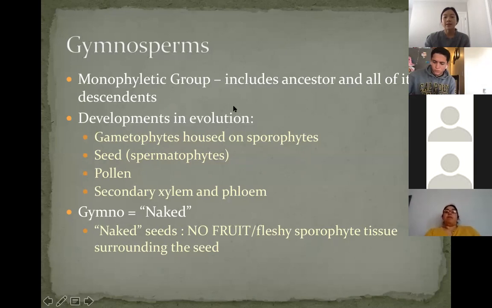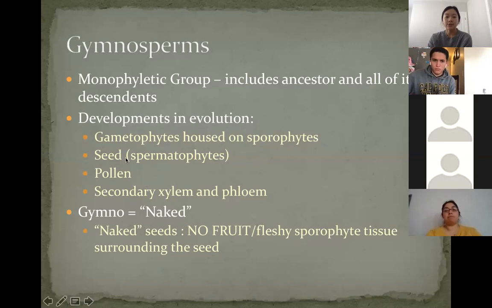So, some developments in evolution. I just went over this with the phylogenetic tree, but remember that in between the evolution of seedless vascular plants and the gymnosperms, these four characteristics evolved that really allowed gymnosperms and angiosperms to outcompete everything else. One of them is the gametophyte being housed on the sporophyte. So now the gametophyte completely relies on the sporophyte. It is no longer free living, and the sporophyte is the dominant generation.